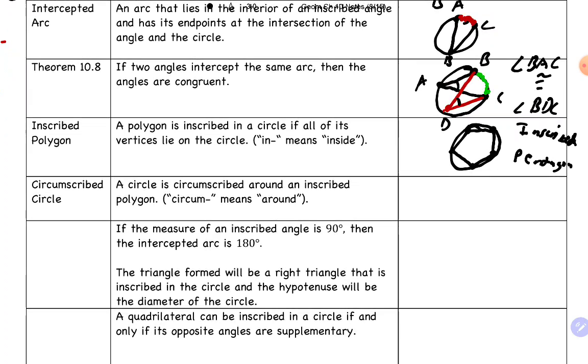Circumscribed. So circumscribe is basically kind of saying that the circle surrounds the polygon. It's basically saying that the polygon is inscribed in a circle. The circle circumscribes the polygon. An inscribed polygon is the same thing.